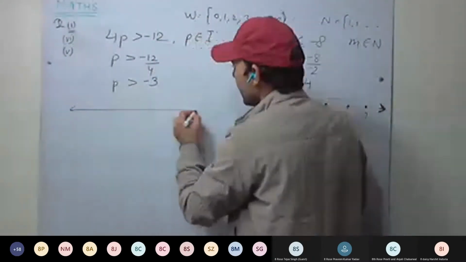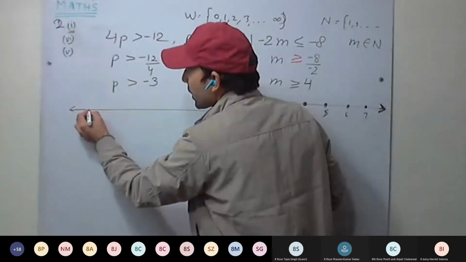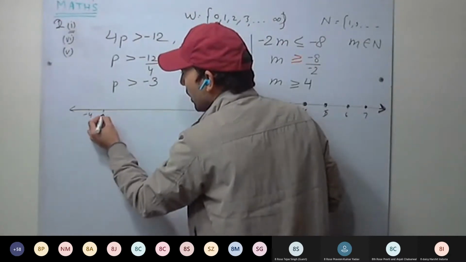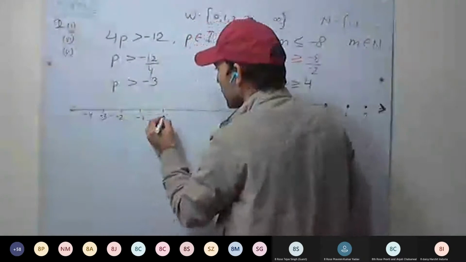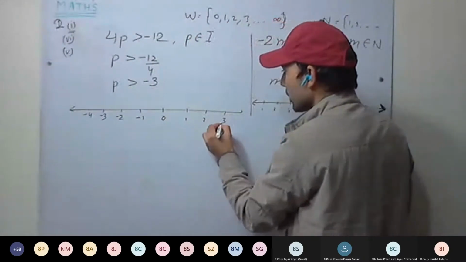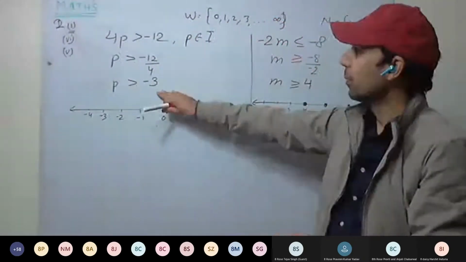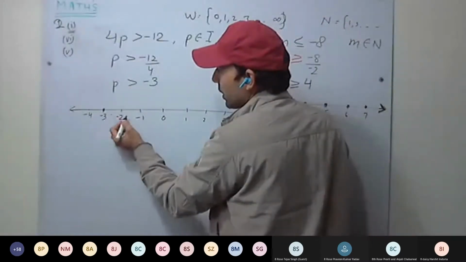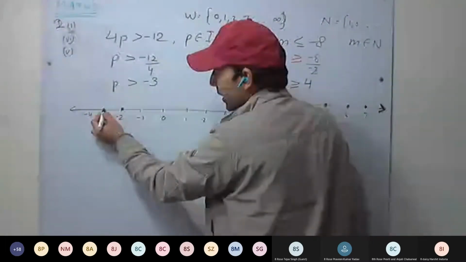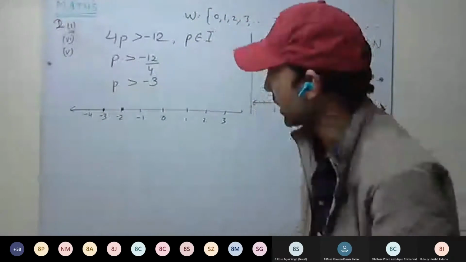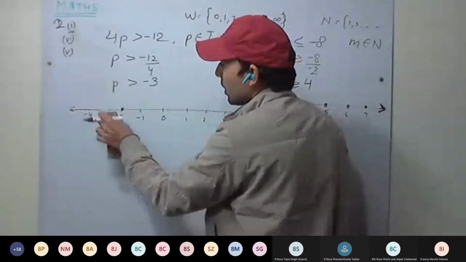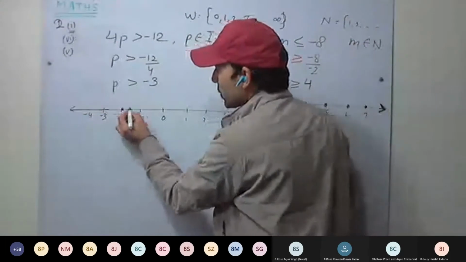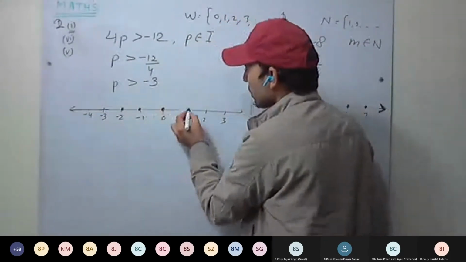Okay. So number line. I start with minus infinity, minus 4, minus 3, minus 2, minus 1, 0, 1, 2, 3. It is greater than minus 3. So which integers will be included? Minus 3, it is greater than, so minus 3 won't be included. Okay, not equal to. So it will start from minus 2. Minus 2, minus 1, 0.